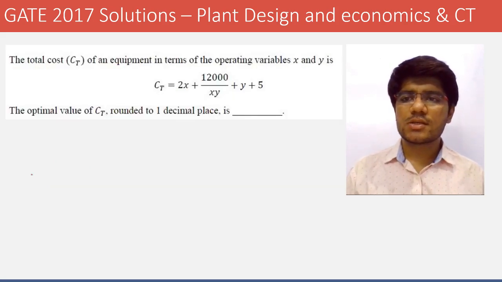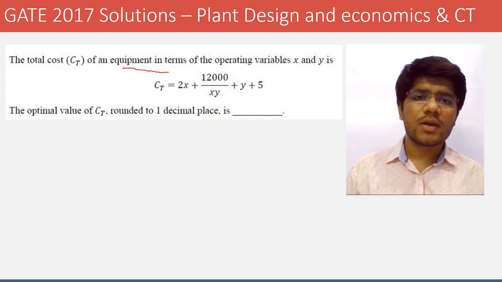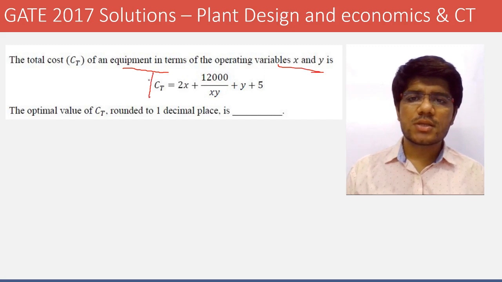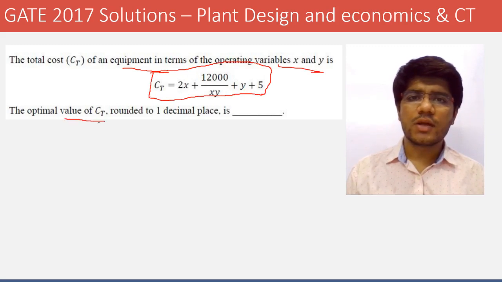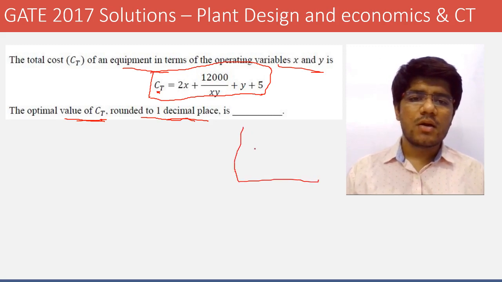The next question: the total cost for an equipment is given in terms of operating variables x and y. This is the equation given. Now we need to find the optimum value of t, rounded up to 1 decimal place. The optimal value can be found by finding the maxima or minima. Definitely if we have the minima here, this will be the optimal value.